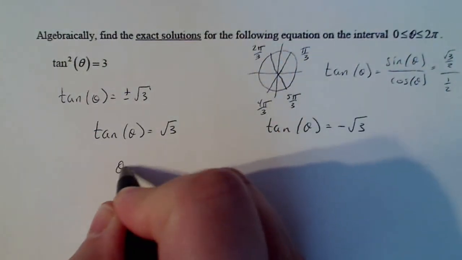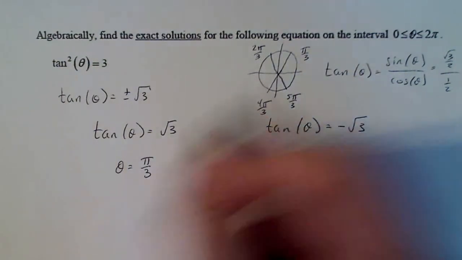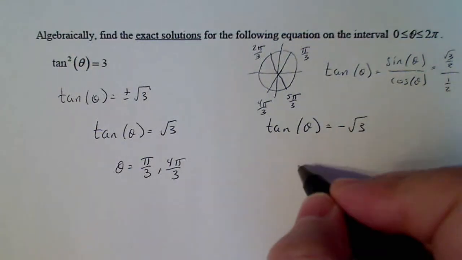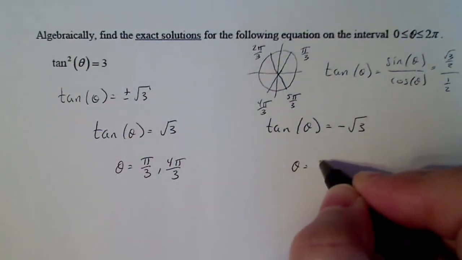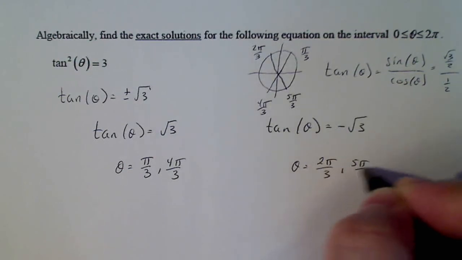If I do theta here, theta is going to be both pi over 3 and 4 pi over 3. And then over here, theta will be 2 pi over 3 and 5 pi over 3.